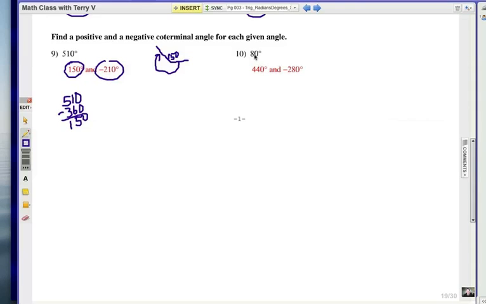All right, for 80, we can add 360, one complete spin. And that's, of course, where we get our first answer, positive 440. Okay, and if we take the positive angle, we subtract that from 360 and make it negative, because the negative version of the coterminal angle and the positive one add up to one complete spin. So that's where we get negative 280.